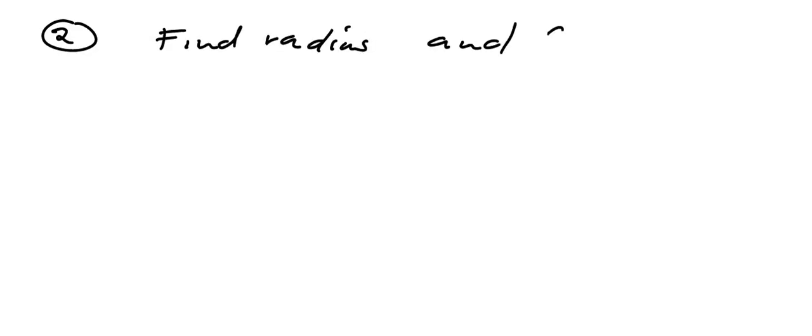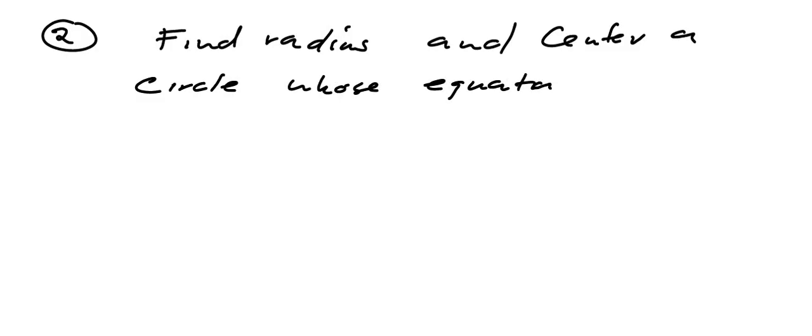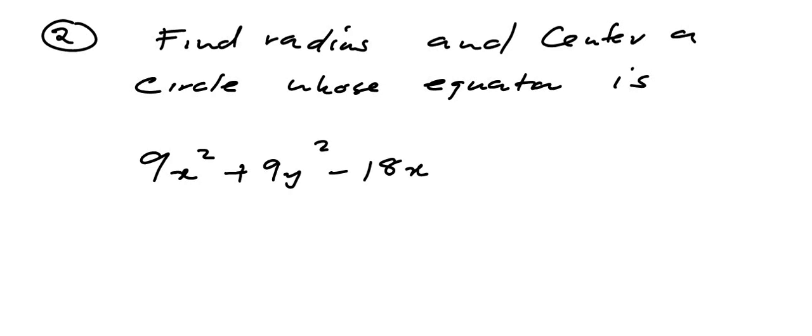Another example I'm going to give us, example 2: they're saying find the radius and center of a circle whose equation is 9x squared plus 9y squared minus 18x minus 36y plus 44 is equal to 0.